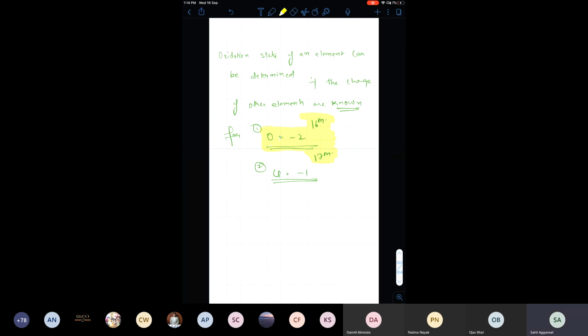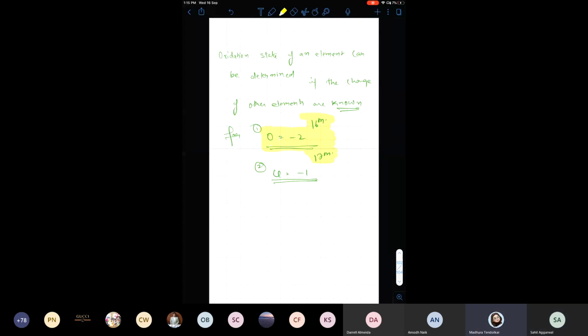All of you understood this? So it is only for ions. Oxidation state is the charge present on an element in a compound. एक compound के अंदर whatever elements you have, whatever charges are present on them, that is called oxidation state of those elements.